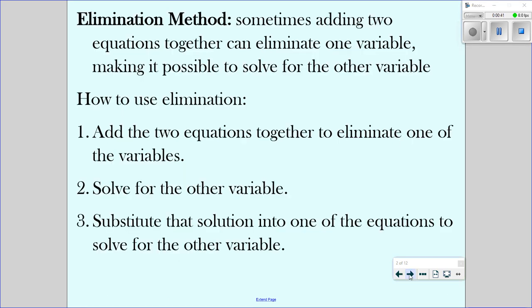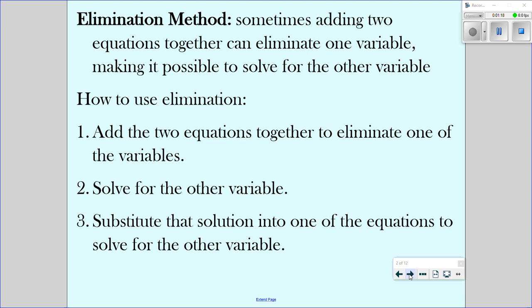So when it comes to the elimination method, basically it's adding two equations together where you can eliminate one of the variables, making it possible to solve for the other variable. How do we use elimination? First, you add up the two equations together to eliminate one of the variables, whether it's the x or the y. Then second step, you solve for the other variable. And then the third step, you will substitute that solution into one of the equations. There's two of them, so you choose one or the other to solve for the other variable.